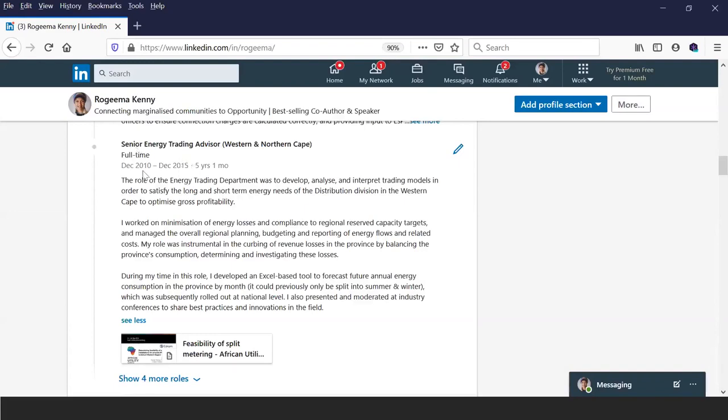So then I introduced the department. I said the role of the energy trading department was to develop, analyze and trade models, whatever. I'm not going to go into all the words there. And then I go into what I did. I worked on minimization of energy losses and compliance to regional reserve capacity targets. And then you go to what I managed, and then the results. My role was instrumental in the curbing of revenue losses in the province by balancing the province's consumption and investigating these losses. Then I go into more.